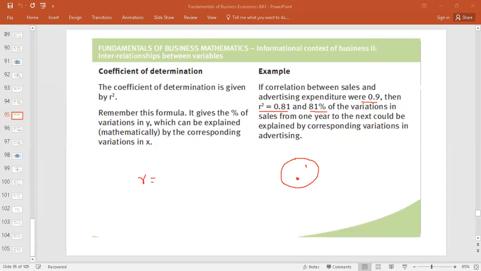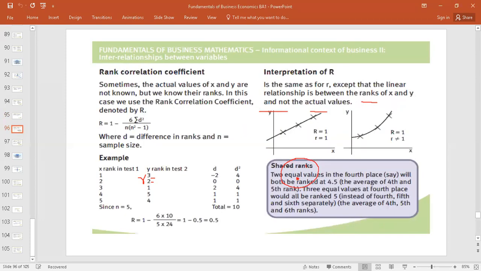So the coefficient of determination: by a change in one variable happening, what is the possible change that can happen to the other variable can be measured with the help of the coefficient of determination. So we are considering the percentage of variation in one variable having an impact on the percentage change in the other variable. That is the coefficient of determination, R square.